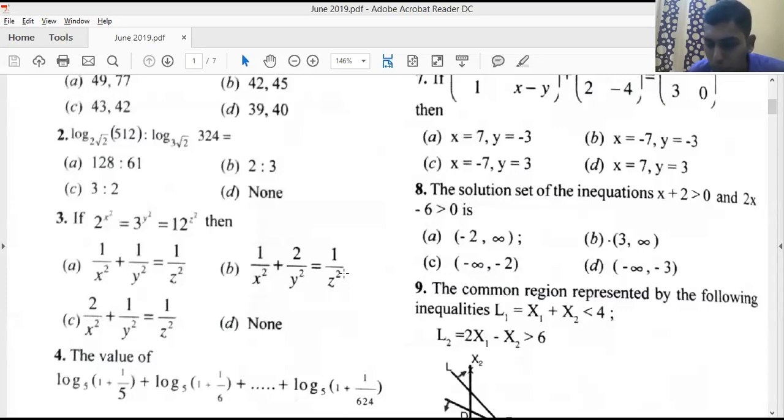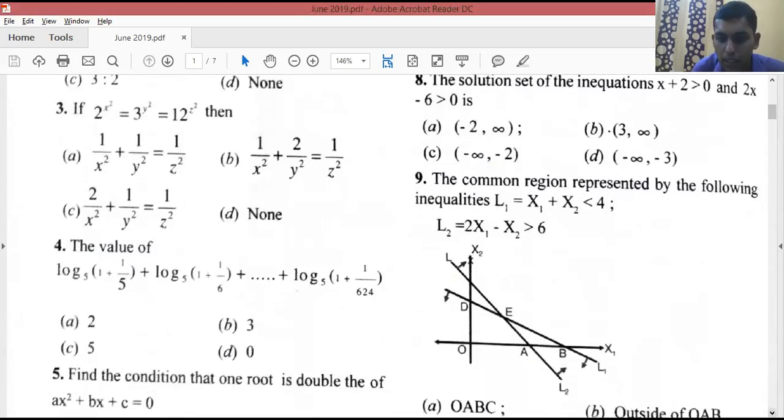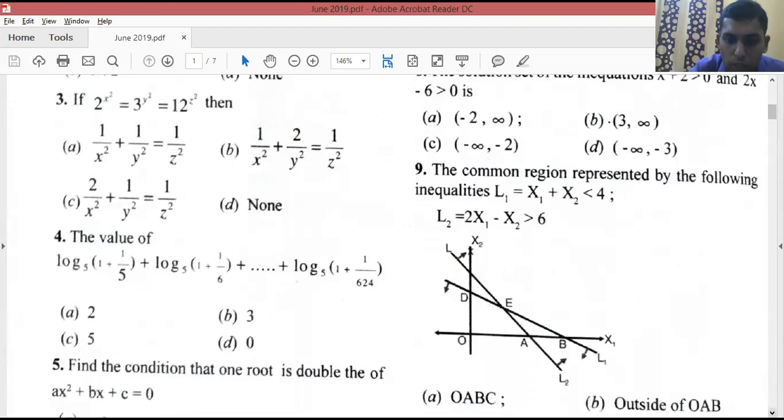The next question, similar question. x1 plus x2 is lesser than 4. 2x1 minus x2 is greater than 6. Similarly, you have to choose this common area and you have to say the answer. If you see, they have given you the diagram, 2 equations and 2 diagrams they have given. If they are given the diagrams, how to solve these types of questions?